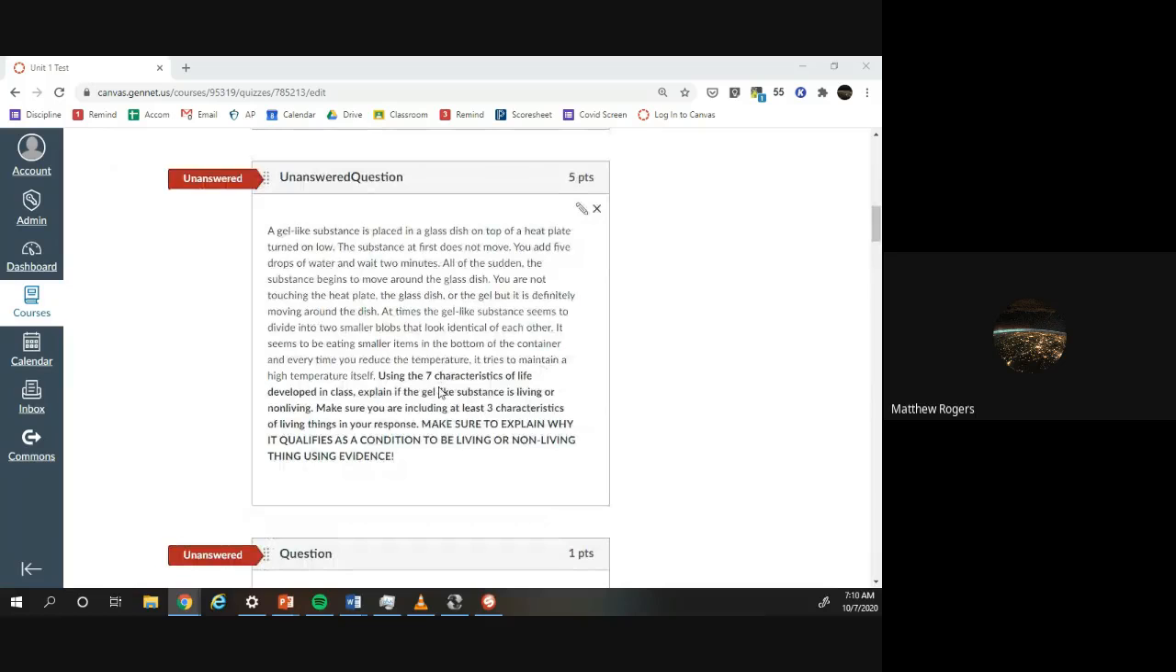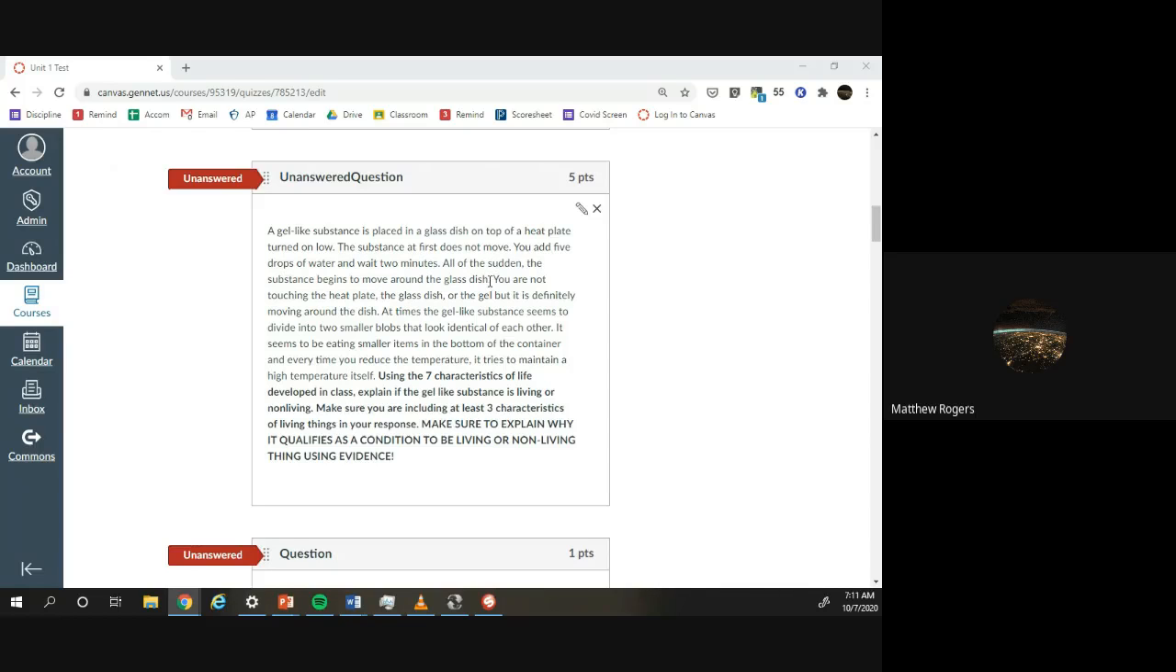This question, you have to find 3 characteristics to talk about if it was living or non-living. You had to tell me if it was a condition for living or non-living as well. That's what this part meant. So looking at this, a gel-like substance placed in a glass dish on top of a heat plate turned on low. The substance at first does not move. You add 5 drops of water and wait 2 minutes. All of a sudden, the substance begins to move around the glass dish.